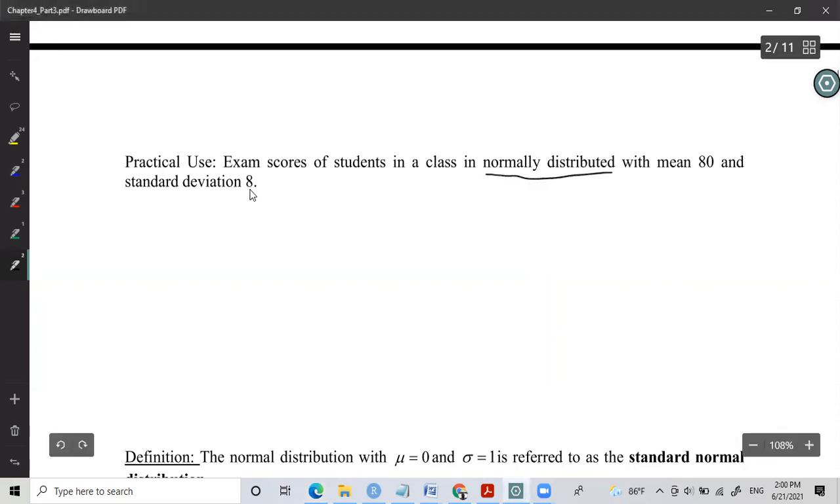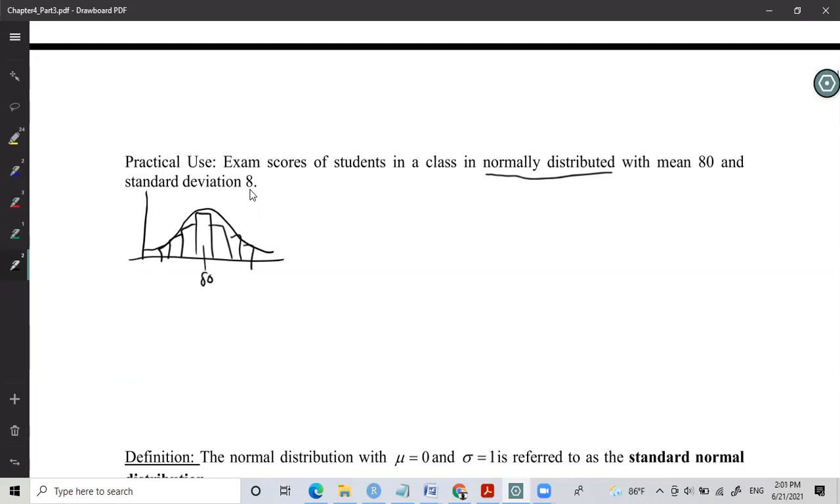What does that mean? If you draw a histogram for this data, it will be a nice symmetric distribution like this, right? Somewhere around 80 you have this value, and you have the nice bell shape. So that is the normal distribution.